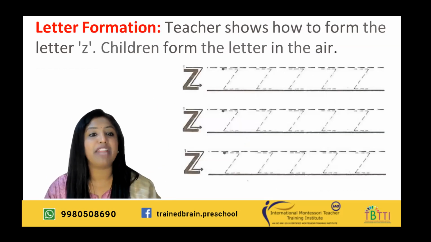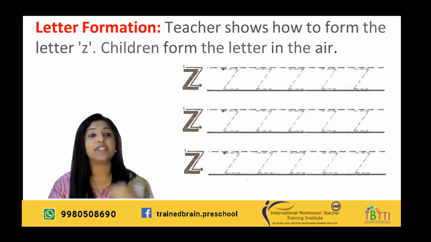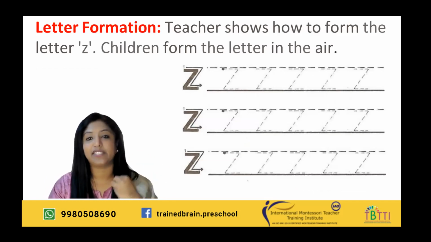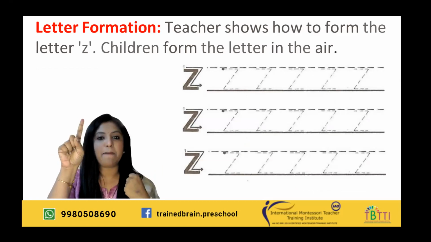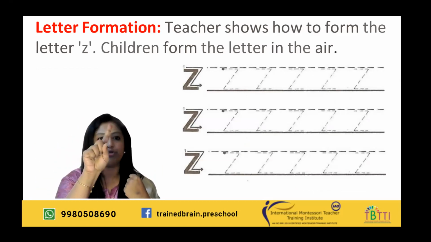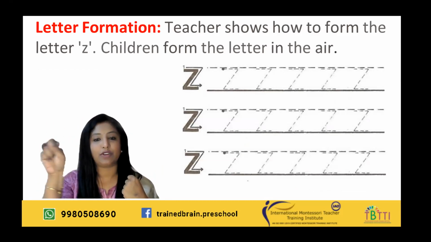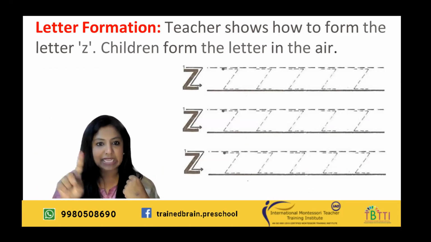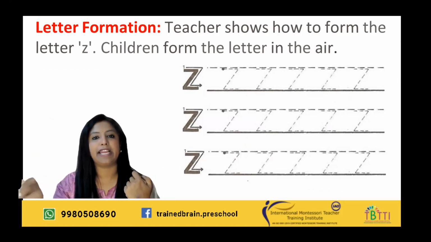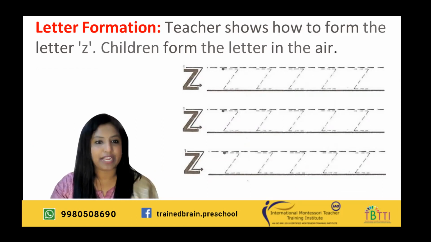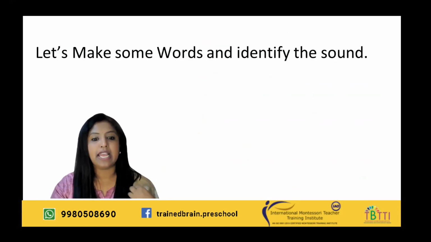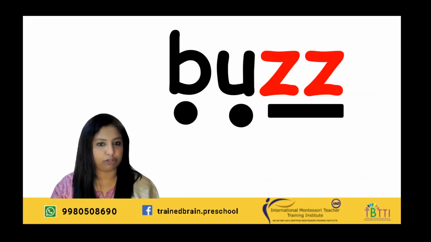So what does the teacher do next? The teacher teaches the children how to form the letter Z. So everybody take your pointer up. You go the formation. So you do your straight sleeping line, then a slant, then again another sleeping line in a zigzag way, right? So this helps me to work on my tracing part. So I can do air tracing and then I can do a paper tracing also.